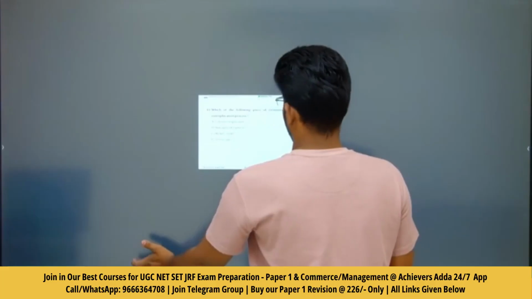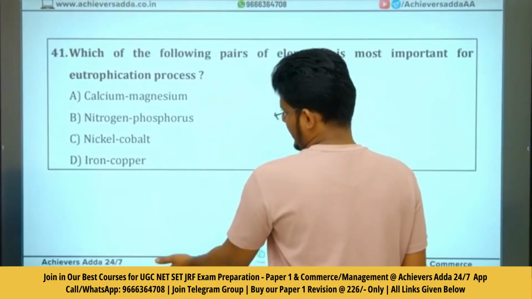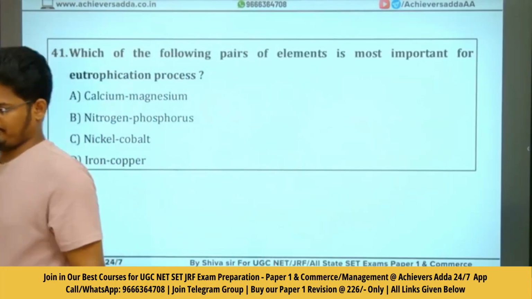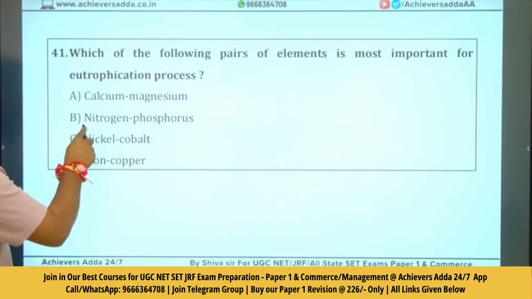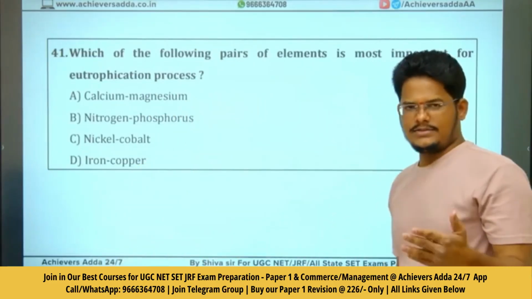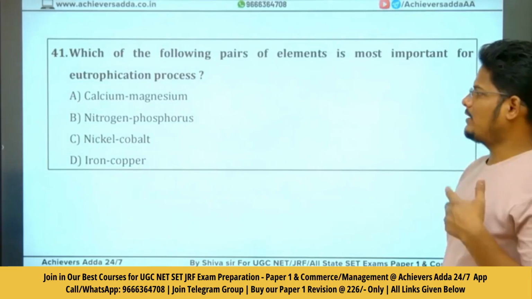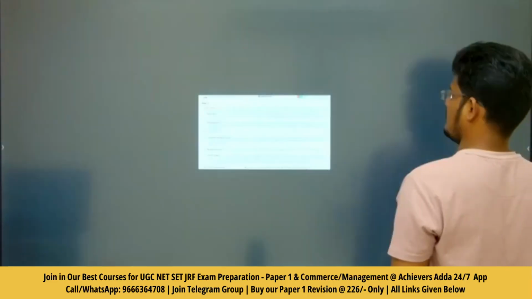Which of the following pairs of elements is most important for the eutrophication process? Nitrogen and phosphorus are deciding the nutrients. There are fewer nutrients, meaning less nitrogen and phosphorus, in oligotrophic lakes and more in eutrophication.